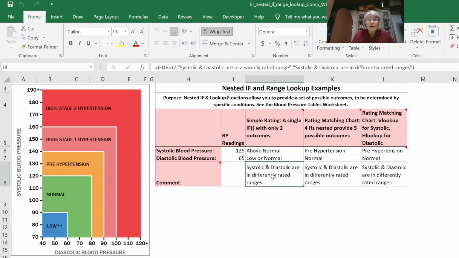And we've got another if function here that just tests whether or not these two ratings are the same. If J6 equals J7, then we say they're in the samely rated range. Otherwise, we say that they're in differently rated ranges.